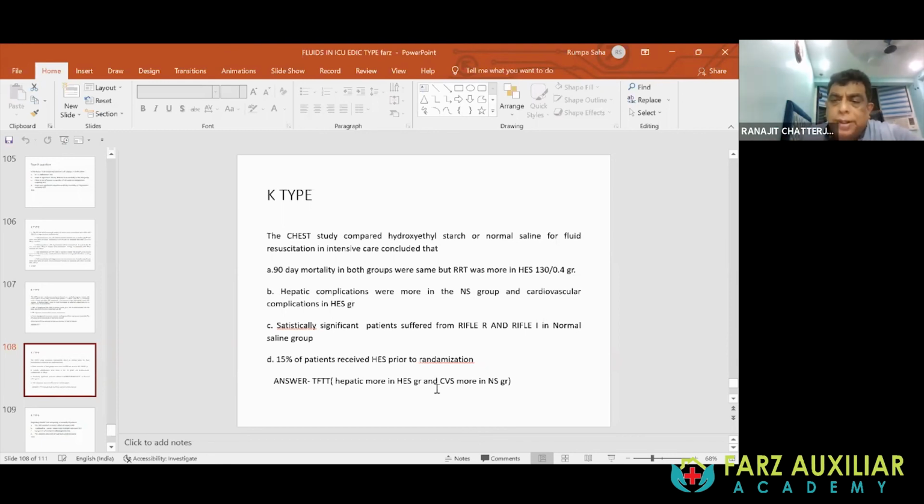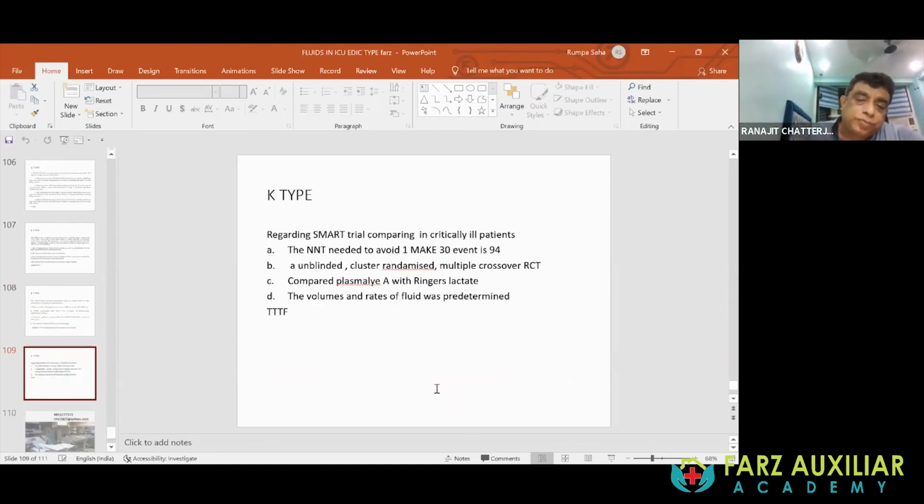This is a very important point. You should note this down. Statistically significant patients suffered from RIFLE R and RIFLE I in the normal saline group. This is also right. And 15% of the patients here received hydroxyethyl starch prior to randomization.